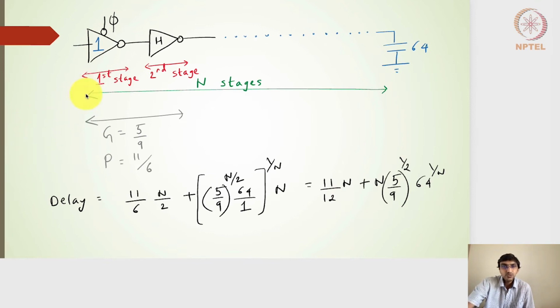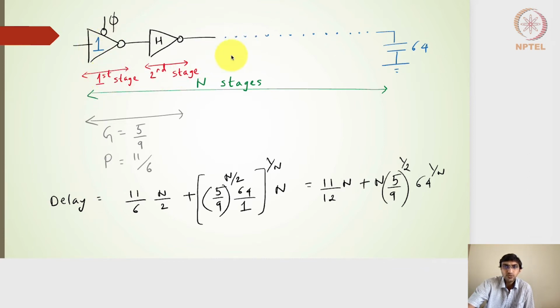So let's try to see an example here and try to evaluate the best number of stages we need to design for the domino logic equivalent circuit, or a domino logic compliant circuit, which has a load capacitance of 64 times C, where 1C represents the unit NMOS transistor's capacitance. And here the first stage sees an input capacitance of 1.